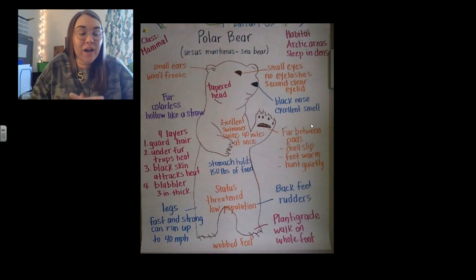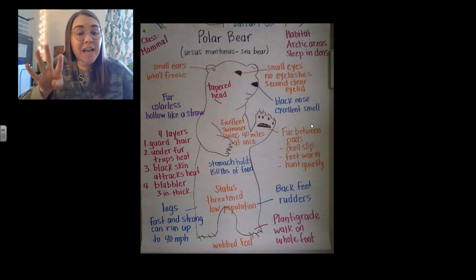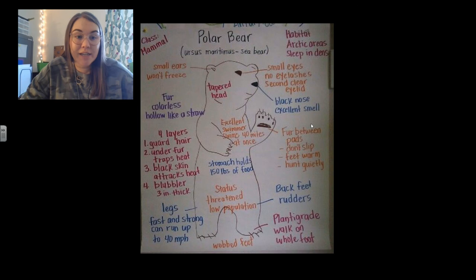So the main physical adaptation that I see on this polar bear is their fur. They have adapted with 4 different layers. Now, all bears don't have 4 different layers of fur. They live in different places, they're different colors, they look different, they're bigger or smaller. But a polar bear is white, and it also has all those different layers to keep it warm.